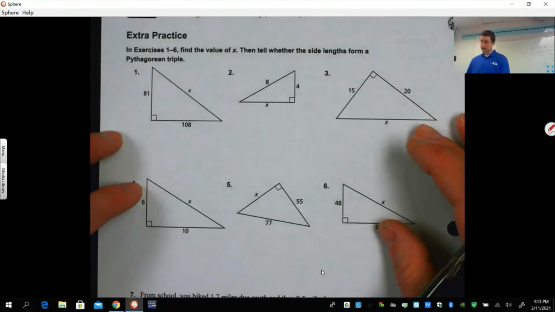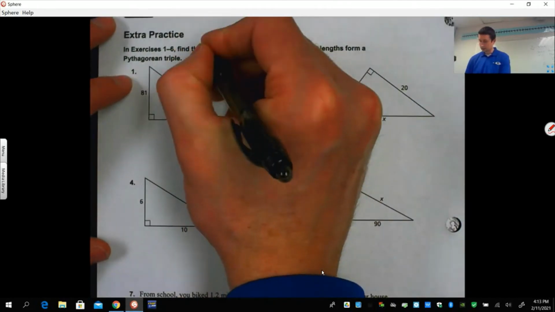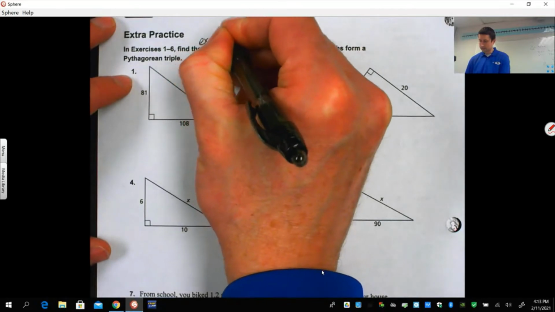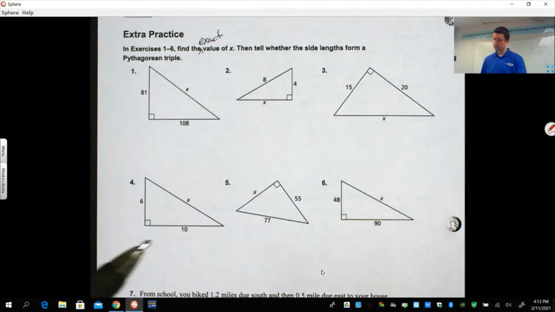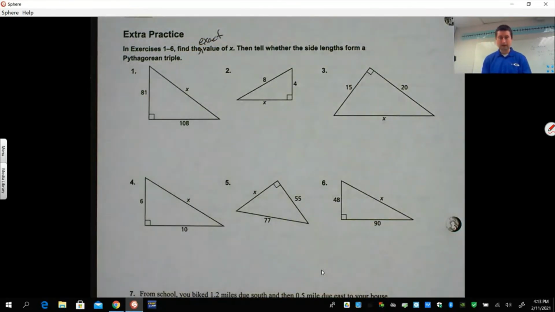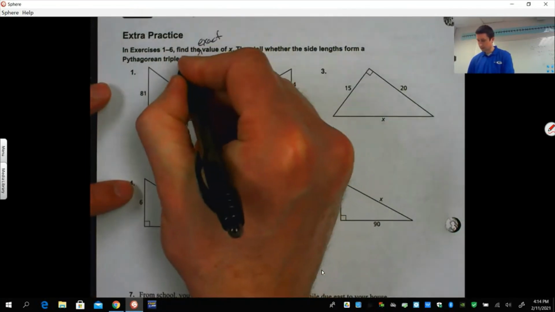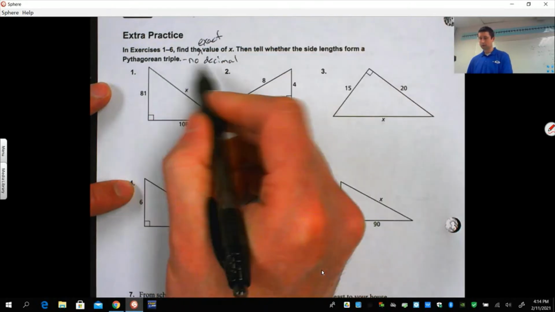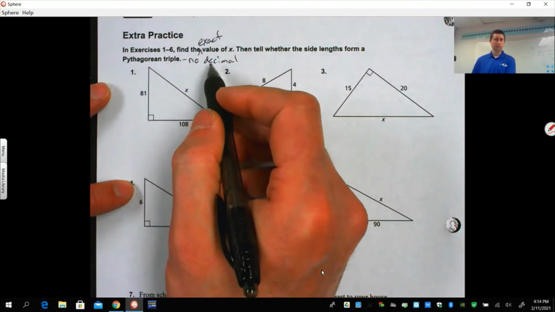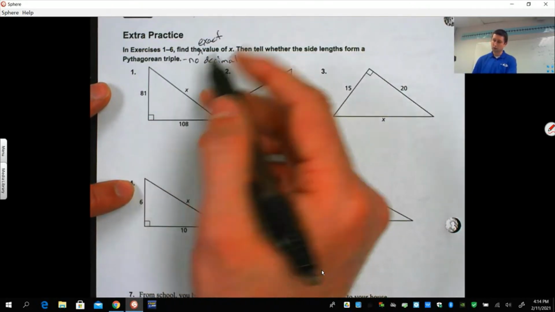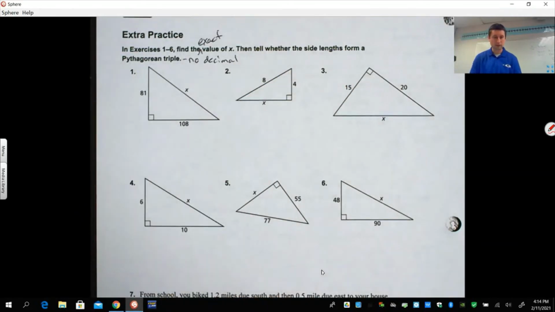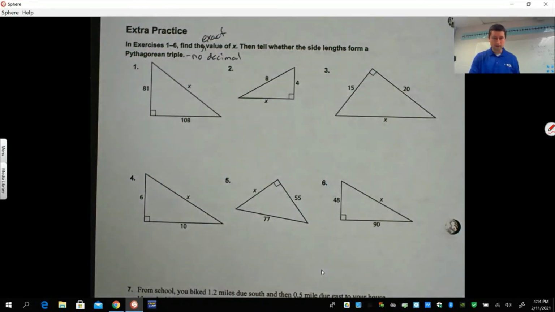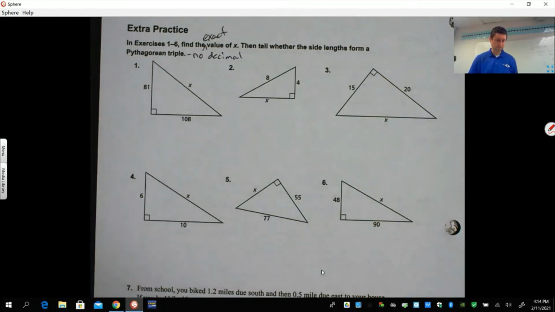Okay, find the value of x. The assignment is going to go a step further, and they're going to say find the exact value of x, then tell whether the side lengths form a Pythagorean triple. If they do not form a Pythagorean triple, then you can't have decimals and have a Pythagorean triple. So that's how you know whether it is forming one or not, if there's decimals or not. Okay, so we've seen a lot of these questions. We've done these before. The thing here is going to be exact.